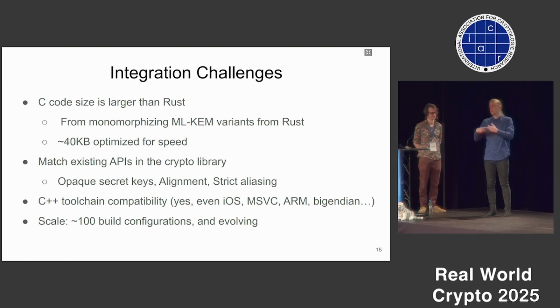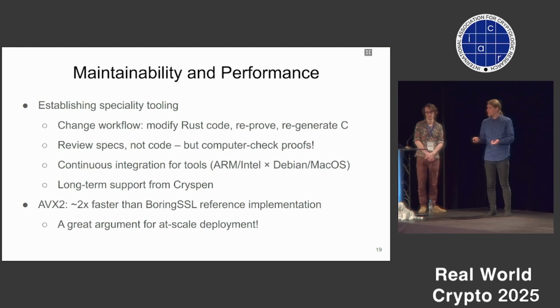And overall, we support about 100 build configurations. And this is a growing number. I'm intentionally not giving it as exact here. And this includes things like big endian machines and weird Apple architectures with ARM and so on. And we're trying to do this in a manner where this work can be continued and maintained.